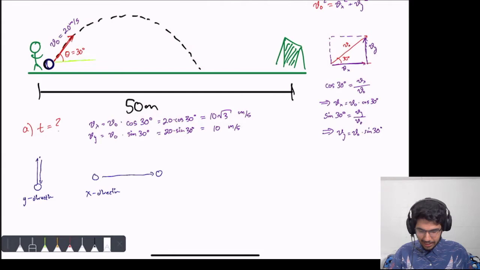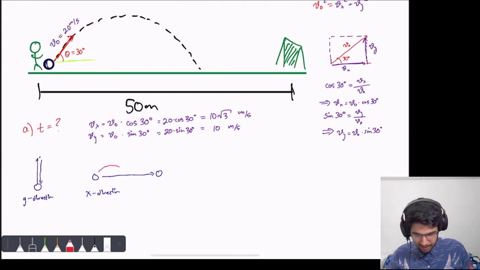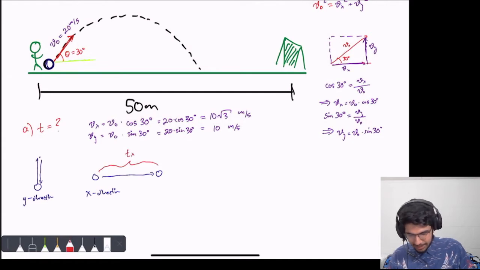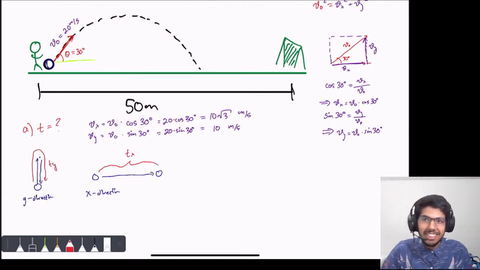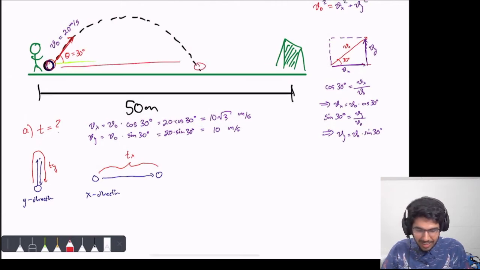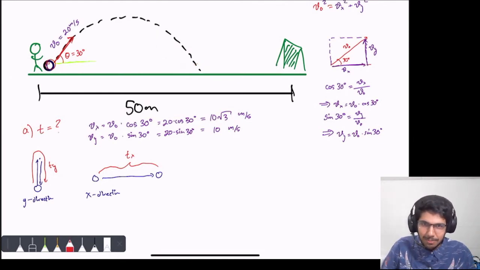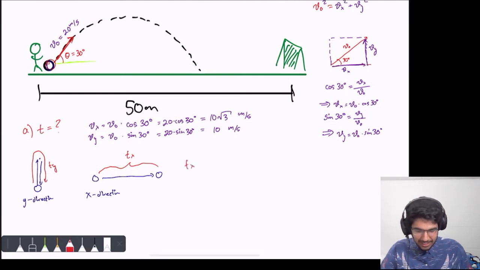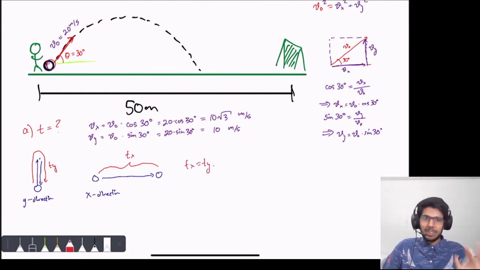So the time it takes to go from here to here, we'll call that tx, and the time it takes to go up and back down, which we'll call ty, that should be the same, right? There's no way that this ball can reach here going this way before it lands back down. Like, that doesn't make any sense, right? Obviously, they should be the same, right? So tx equals ty.